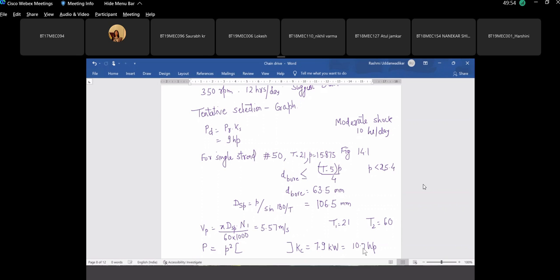Yes. So what is the required design power? That is 9 HP. And the chain that we have selected, 8.97. Why are you getting different answers? Kaustubh and Saurabh, 8.9 and 10.6. Saurabh, what is your value of power in kilowatt? Kc is 1, T is 21, V is 5.57, pitch is 15.875.